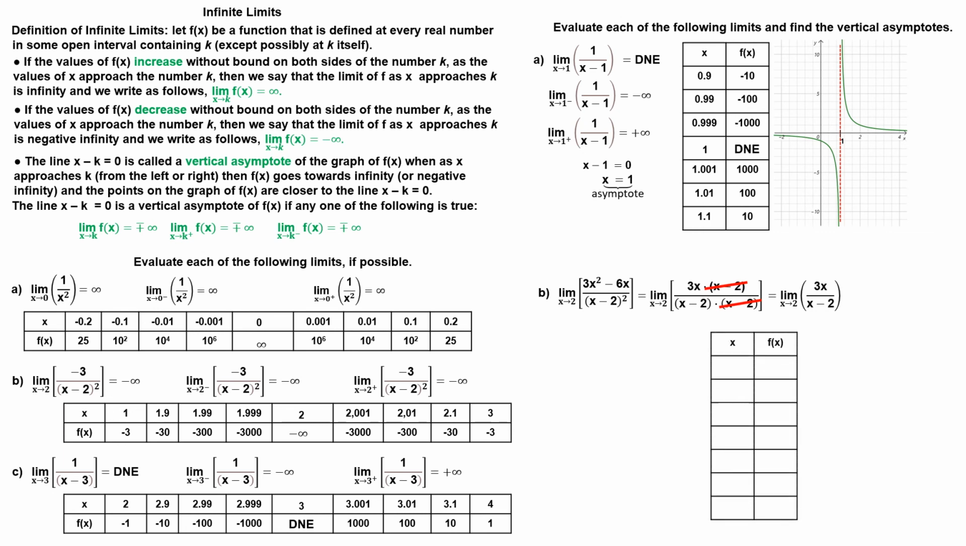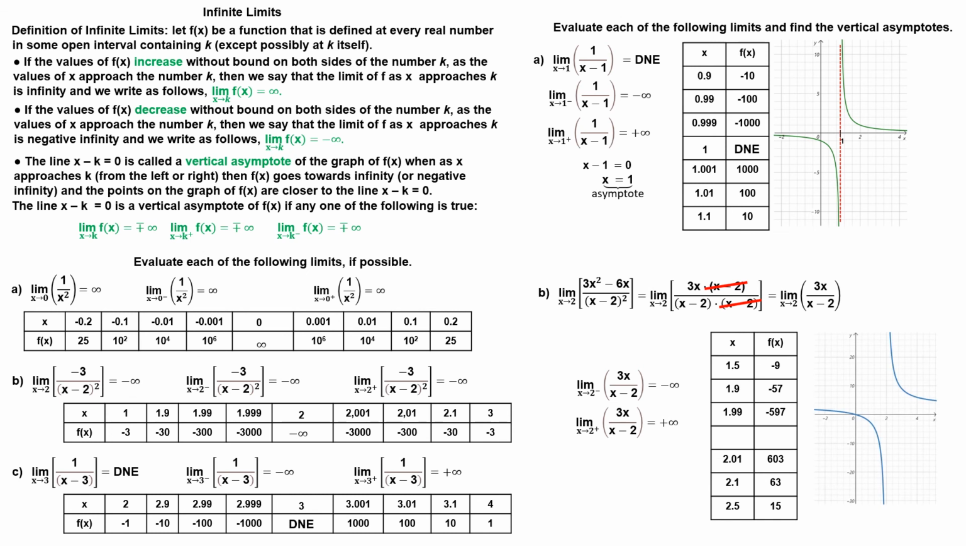We can see that the limit of f as x approaches 2 from the left is negative infinity. In the same way, we can see that the limit of f as x approaches 2 from the right is positive infinity. The graph shows the behavior of the function. So the limit of f as x approaches 2 will not exist, since the two one-sided limits do not match. Now we can find the asymptote.